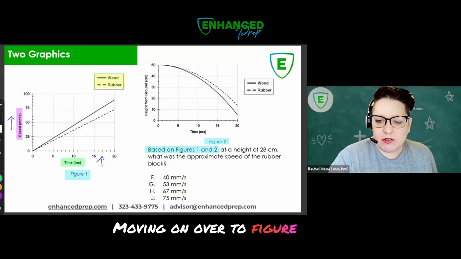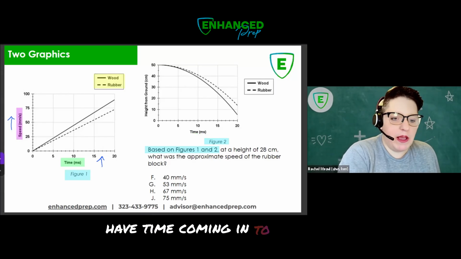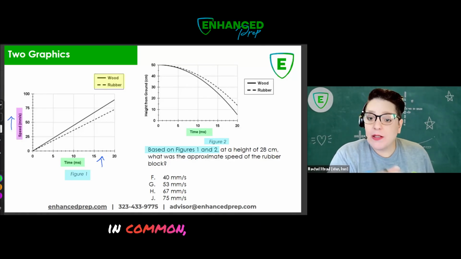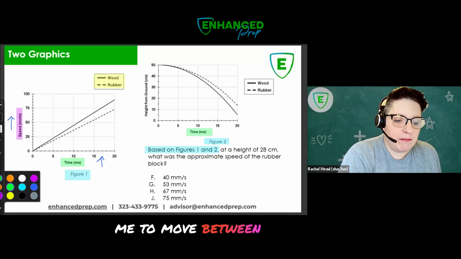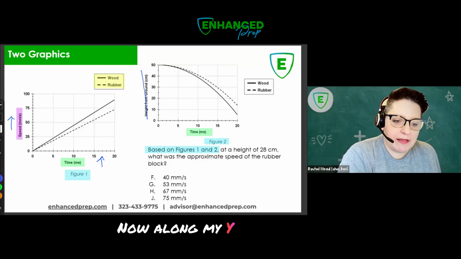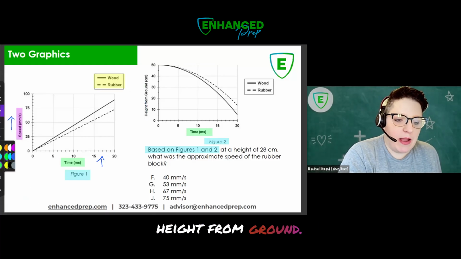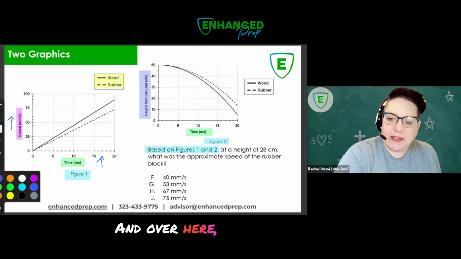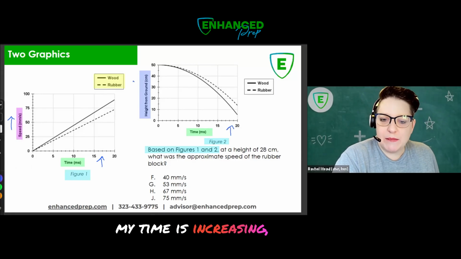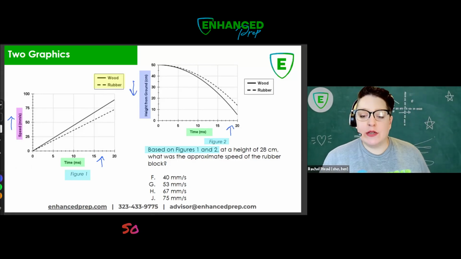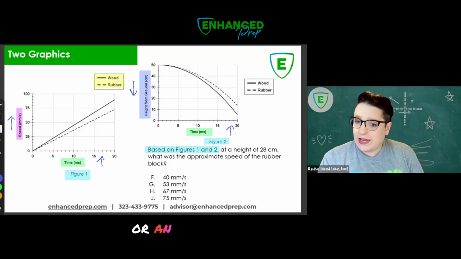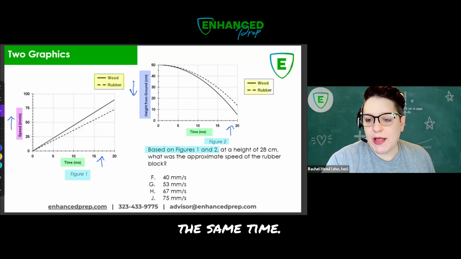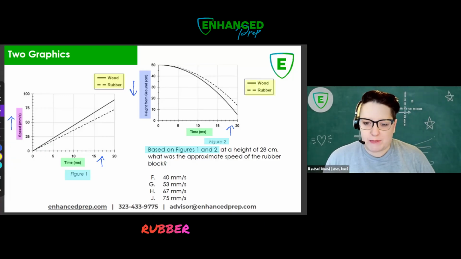Moving on over to figure 2, I have time coming into play along my x-axis as well. So because these both have time in common, that's going to allow me to move between my figures. Now, along my y-axis, I have my height from ground. So that is giving me a totally different y thing. And over here, I can see that as my time is increasing, my height is decreasing. So this is providing an inverse or an indirect relationship. They're doing opposite things at the same time. And I still have both my wood and rubber coming into play.